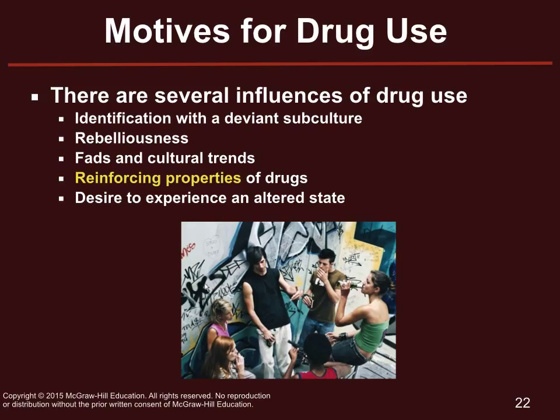Okay, so finally, our last general topic that we'll cover in this lecture: motives for drug use. Why are people consuming these substances to alter reality? We've identified several influences when we've investigated motives for drug use. Definitely identification with some kind of deviant subculture. We talk about deviance, that's a departure from social norms. So, an identification with some kind of subculture that departs from social norms in your community, a trend toward rebelliousness, and then also reinforcing properties of the drugs.